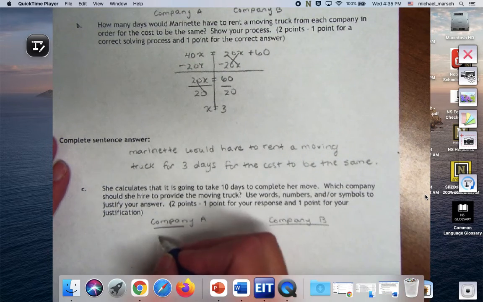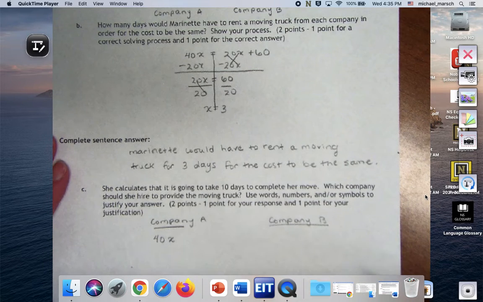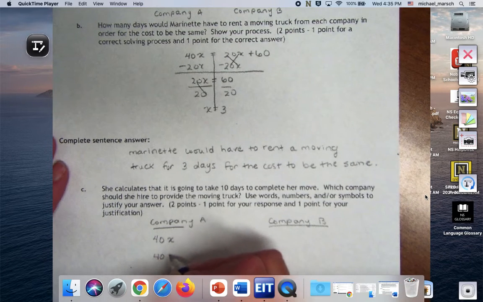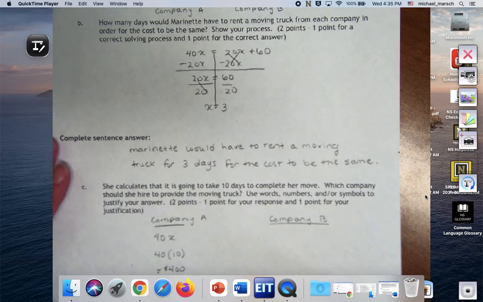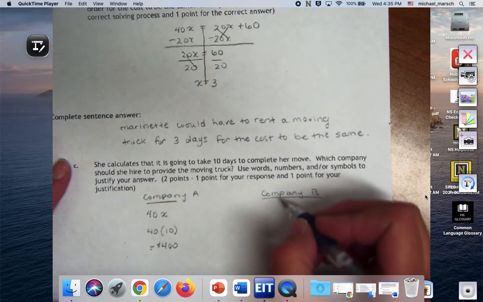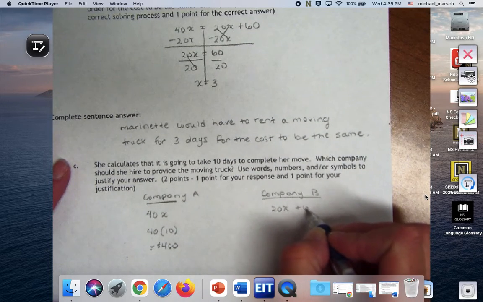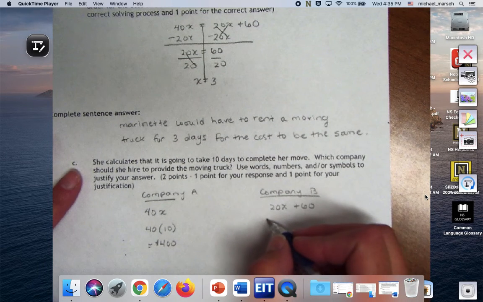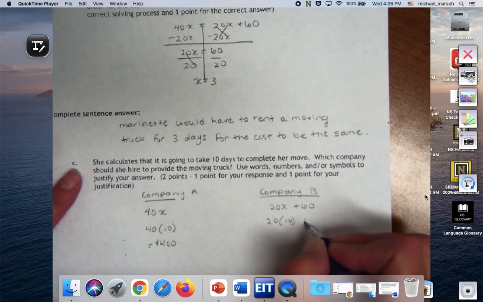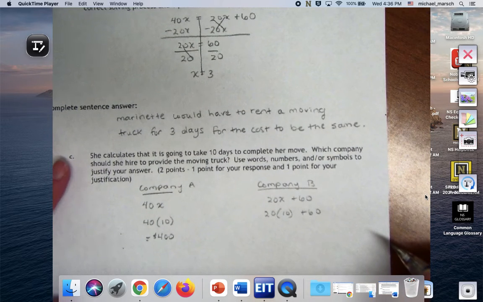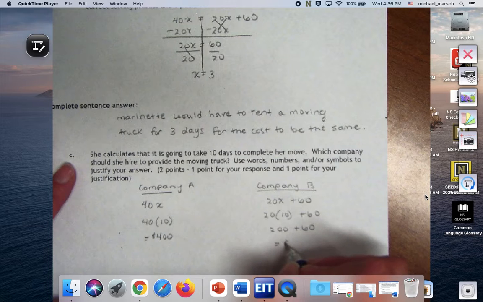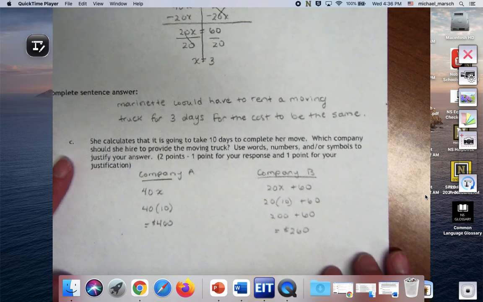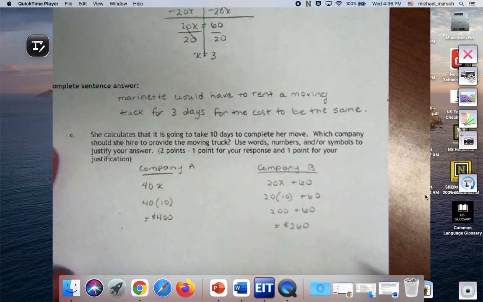Remember, the expression for Company A was $40 a day. If she knows it's going to take her 10 days, that's going to be 40 times 10. It's going to be $400. Company B was $20 a day plus a $60 fee. So 20 times 10 plus 60. That's going to be 200 plus 60. So Company B only costs $260. So which company should she rent from?